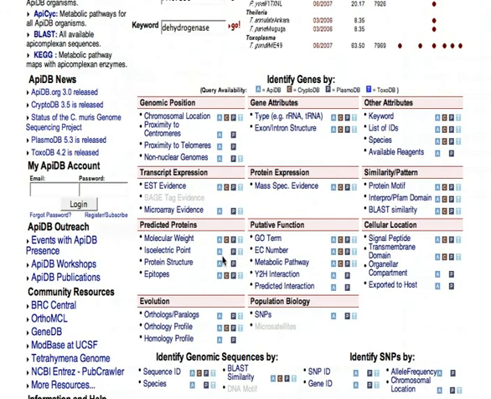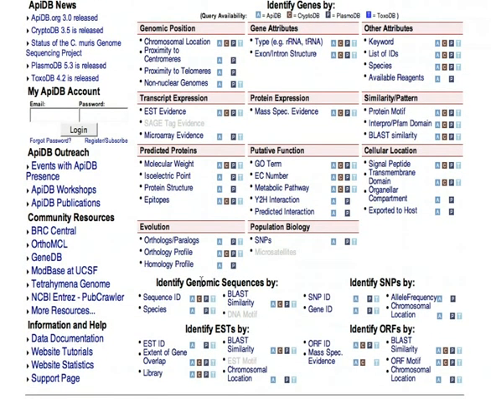There's also a display of the query grid. This will be described in another tutorial called the query grid or query tutorial, and this is sectioned into queries to identify genes, to identify genomic sequences, to identify ESTs, to identify SNPs, and to identify ORFs. There's also various links for ApiDB research, outreach items, resources, and information and help.